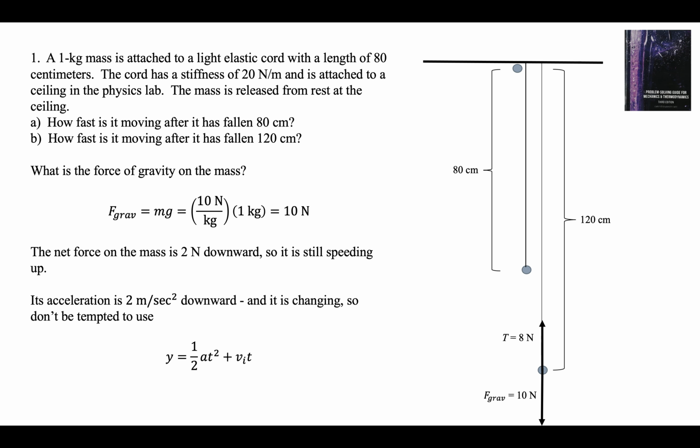So don't be tempted to use an equation like this at this point, 1/2 at squared. This equation was derived assuming the acceleration is constant. The acceleration is not constant because the force isn't constant, because the force depends on how much the string is stretched. So if you look at this, 20 newtons per meter, in order for the force to be 10 newtons, it has to stretch 1/2 meter. So as soon as it falls 50 centimeters past the relaxed length, it starts to slow down thereafter because the tension in the cord will be bigger than the gravitational force. That's Problem 1.